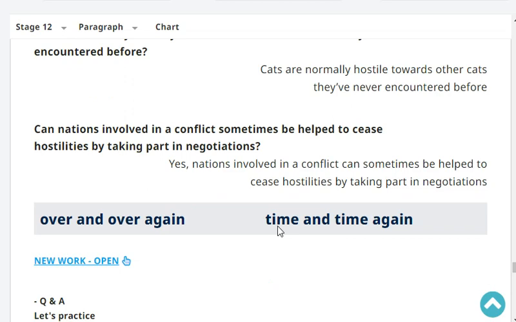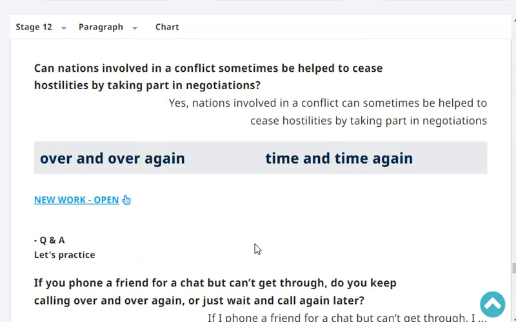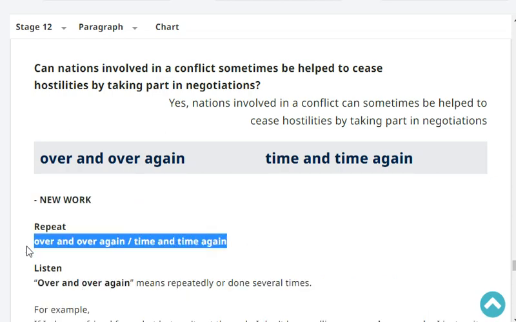Can nations involved in a conflict sometimes be helped to cease hostilities by taking part in negotiations? Yes. Nations involved in a conflict can sometimes be helped to cease hostilities by taking part in negotiations. Very good. Let's repeat: over and over again, time and time again. Very good.